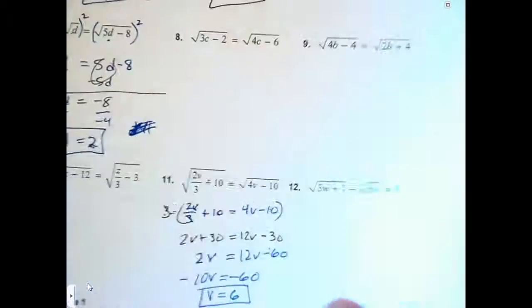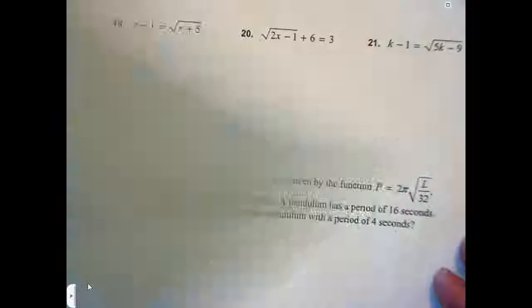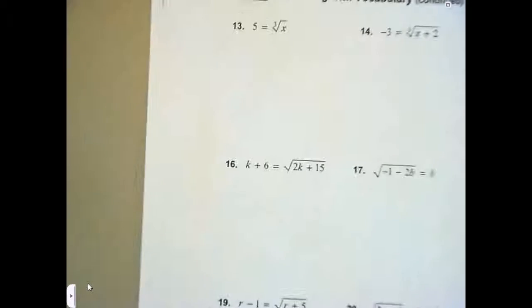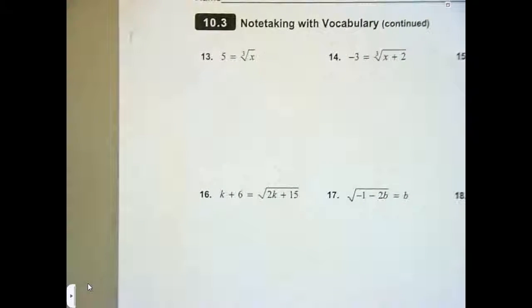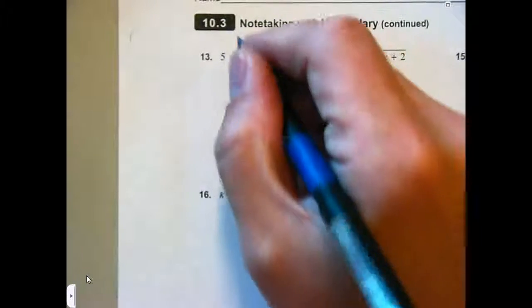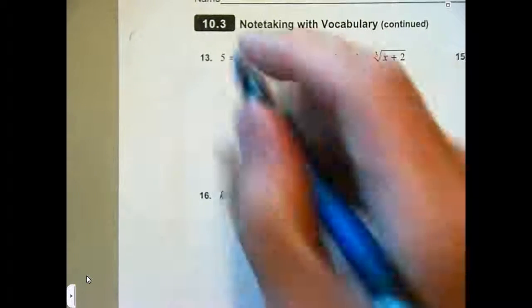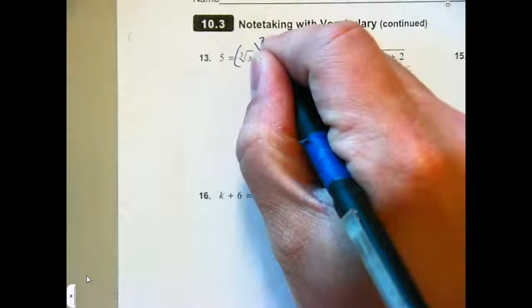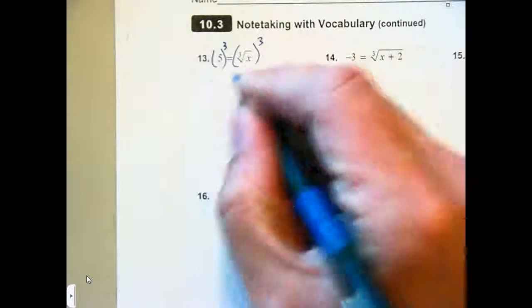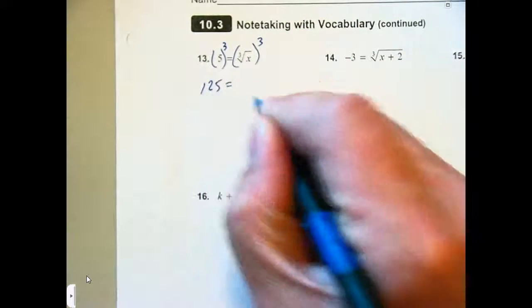Okay. Questions on that page? Next page. Number 13. Okay, what do we do first? Volunteer. Someone that hasn't volunteered yet. Go ahead, Cal. Isn't it like you to the power of 3? They're taking the cube root, so we're going to cube both sides. 125.